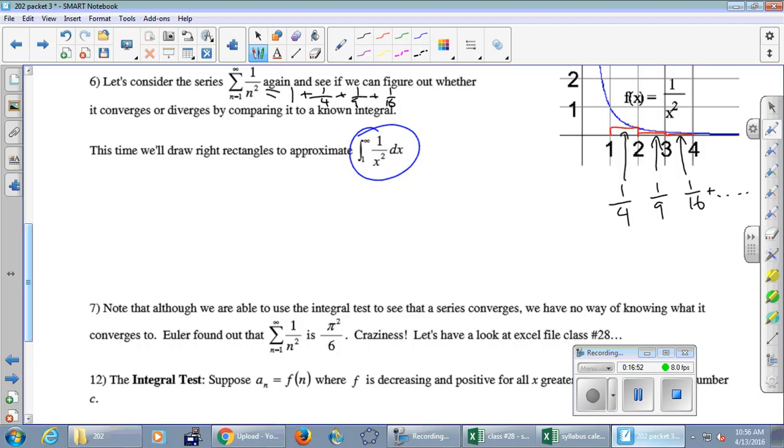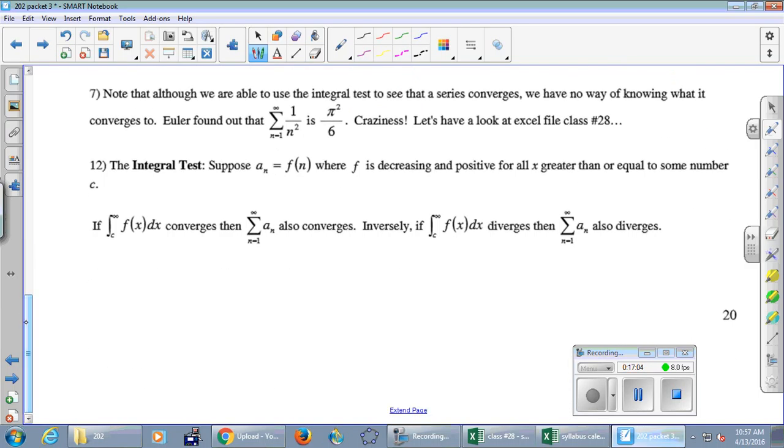Yeah? The total area? Great question. Number 7. So you guys just write the packet. I don't need to be here.